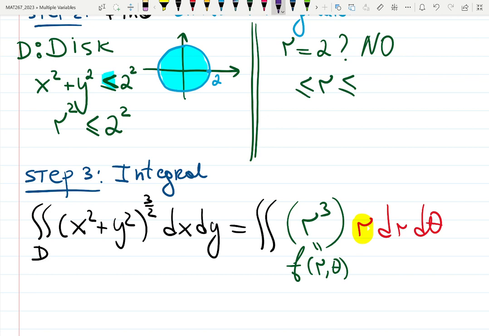So minus 2 and 2? Definitely I agree with 2. The biggest one is 2. That's how we get 2 squared. Let's see why. This is radius, r.